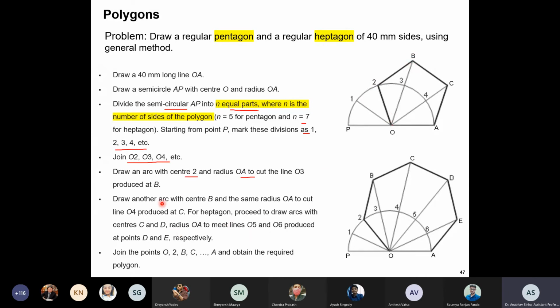Another arc with center B and the same radius OA to cut O4 produced at C. So again you will cut at C. Now for a heptagon, you need more arcs with center C and D. For a pentagon, this is enough. Then you can join this. So you have OA already there, 2 is what you have drawn, and B and C are what is required. So we have got all the 5 points. Join all these 5 points and look at the lines.